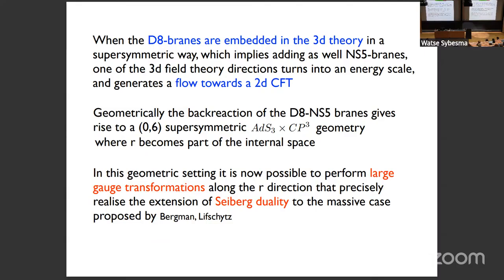requires adding as well NS5 branes, then the back reaction of these branes makes that one of the 3D field theory directions will become an energy scale and will generate a flow towards a 2D CFT. We will end up with a 2D theory instead of the 3D theory we started with. And this back reaction produces this AdS3 cross CP3 geometry, where this extra direction has become part of the internal space. And here we are able to realize hyperduality geometrically.